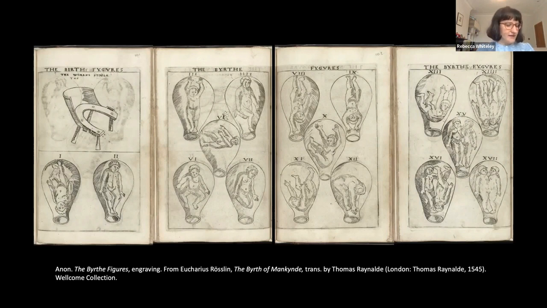There is much to say about how these images shaped practice and the professional identity of midwifery in the early modern period, but today I'm going to take another tack and look at the material power of birth figures for maternal viewers.